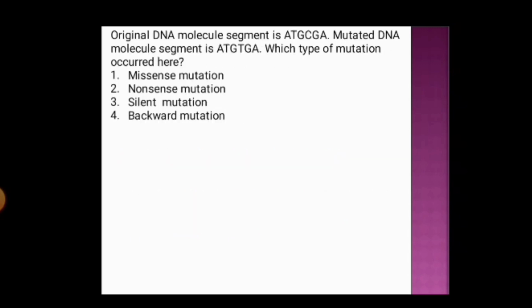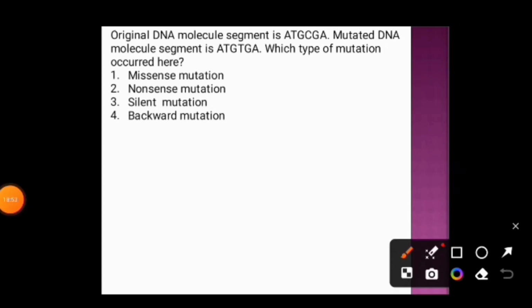Next question. The original DNA segment here is ATGCGA and the mutated DNA molecule is ATGTGA. Which type of mutation occurred here? Option 1, missense mutation; option 2, nonsense mutation; option 3, silent mutation; option 4, backward mutation.